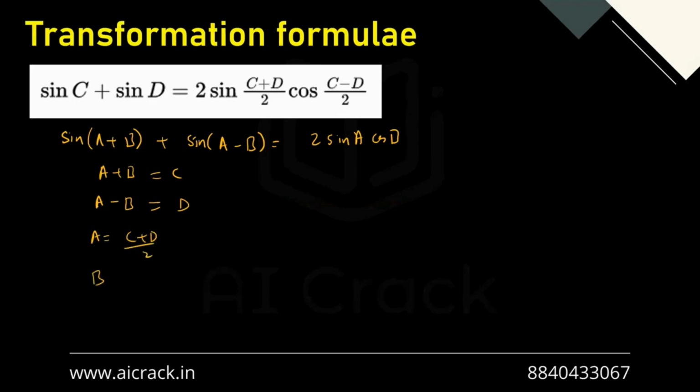And if we subtract both of these equations, we'll be getting B equals C minus D by 2. And this would be applicable in every set of formula, right? So we'll be remembering that A is equal to C plus D by 2, B equals C minus D by 2, right? We'll be starting with this kind of formula only.